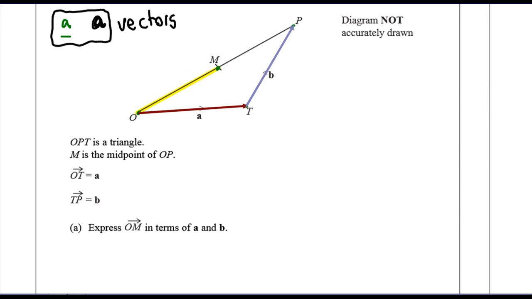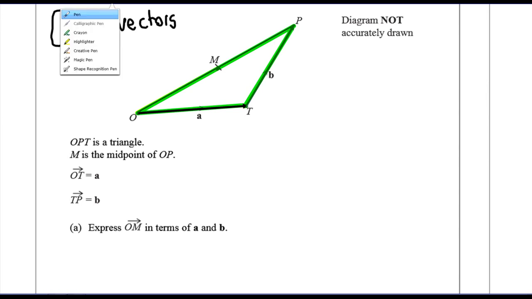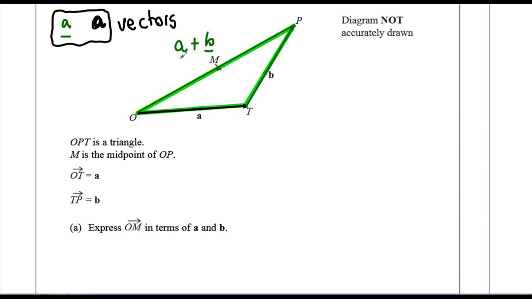Okay? Now, question of the day. O to P. What is that vector? Well, we've gone along A and up B. So that is the vector A plus B if you go all the way along. Okay? A plus B. Underline. Now we don't want to go all the way.